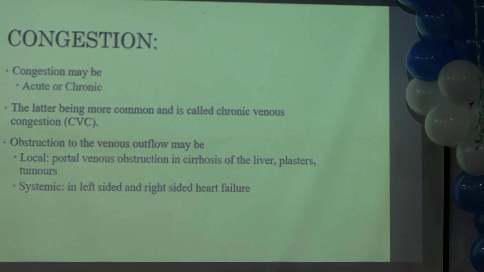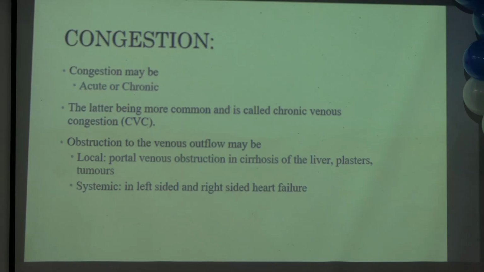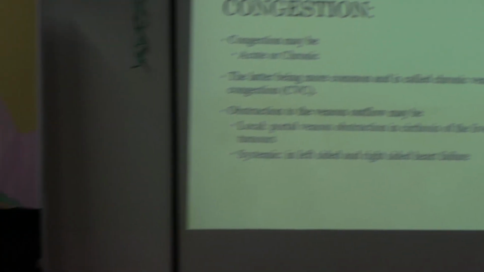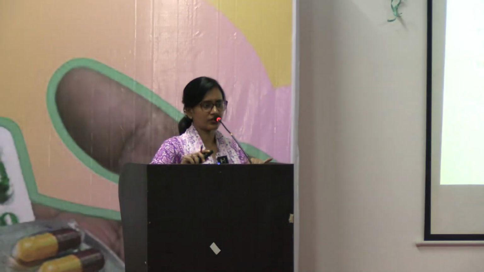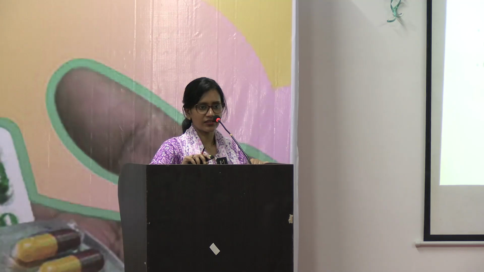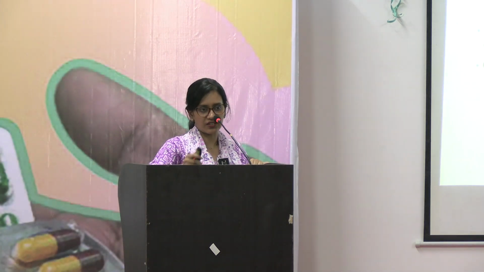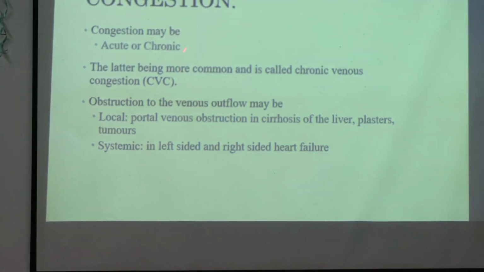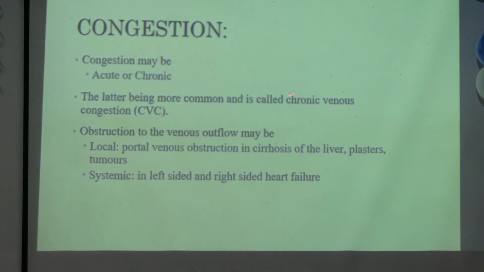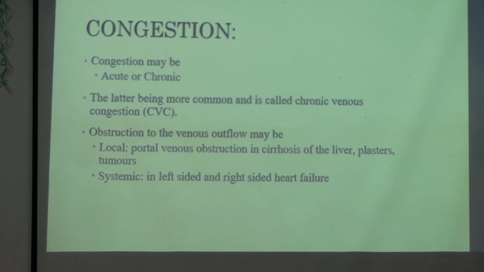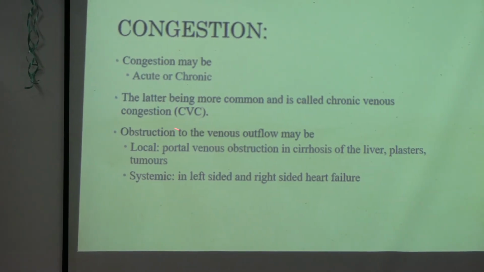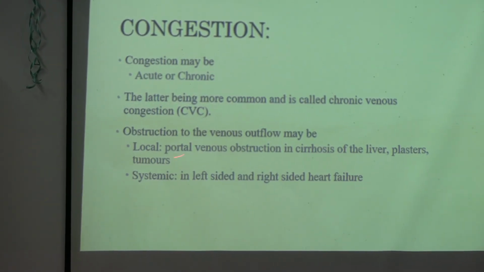So, with hyperemia, we have already read it in the inflammation part, so if you are asked about it in your practicals, you can say. We have to know in detail about congestion because it has more systemic effects. So what is congestion? It can be either acute or chronic. The chronic is more common and is often known as chronic venous congestion. And the obstruction to the venous outflow can be local or systemic.